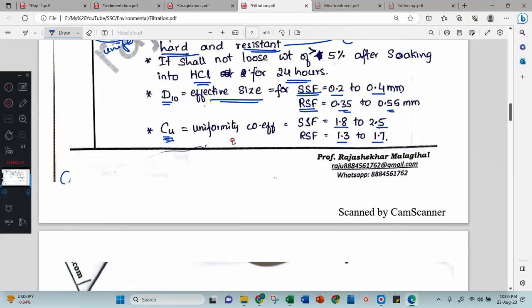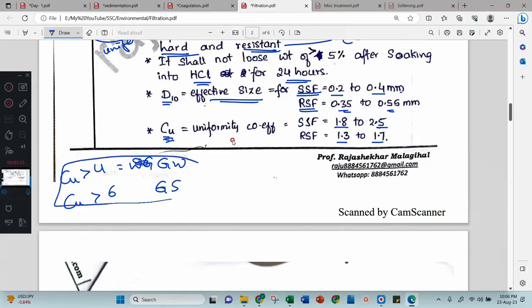Always remember, a coefficient of uniformity greater than 4 is a well-graded gravel. A coefficient of uniformity greater than 6 is considered well-graded sand. But we don't want well-graded. We want uniformly graded. Therefore, the uniformity coefficient is not matching this one, that is 1.8 to 2.5, and 1.3 to 1.7.